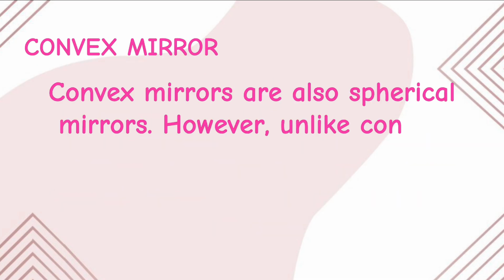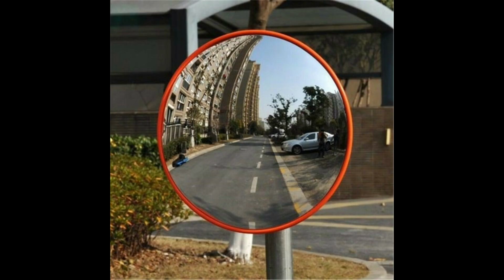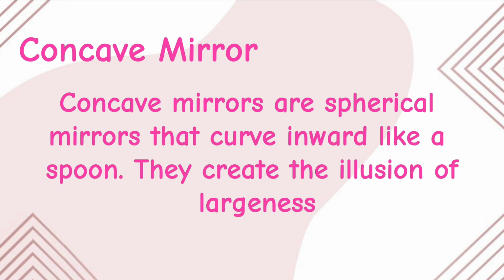Convex mirrors. Convex mirrors are also spherical mirrors. However, unlike concave mirrors, they bulge out and distort the reflected image, making it smaller. Concave mirrors. Concave mirrors are spherical mirrors that curve inward like a spoon. They create the illusion of largeness.